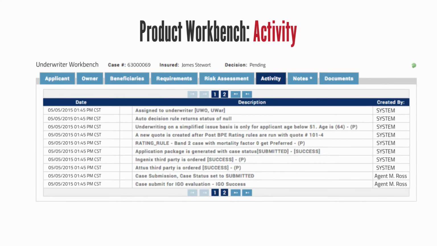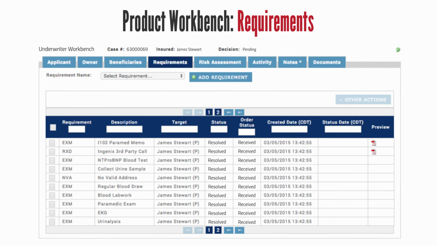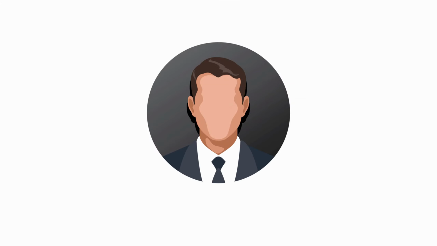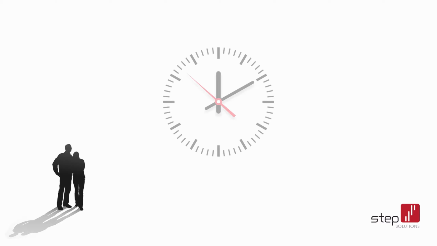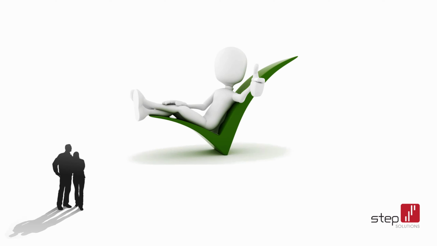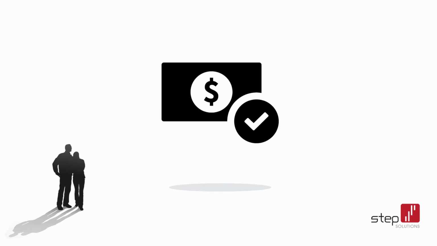On the product workbench, the underwriter can view all recent activity, as well as the status of any ordered requirement. The underwriter may also order additional requirements via a drop-down menu. However, in Mr. Stewart's case, the underwriter is satisfied and approves him for issuance. In a matter of days, STEP helped Gibraltar issue Mr. Stewart a life insurance policy quickly, accurately, and at a fair price.